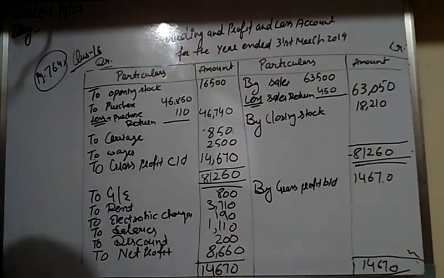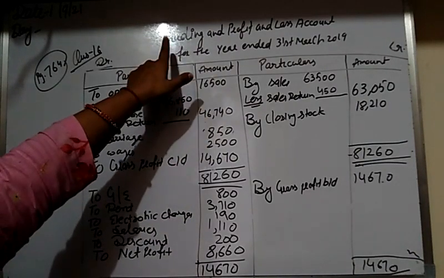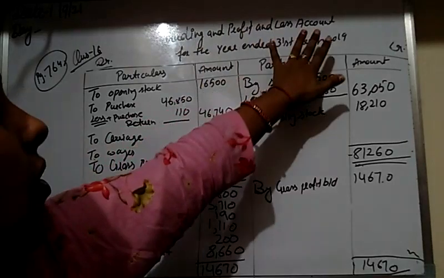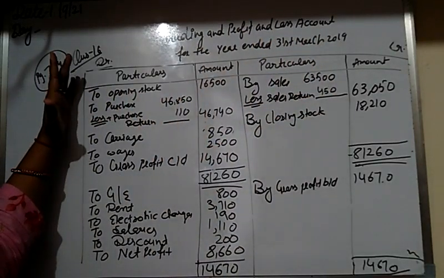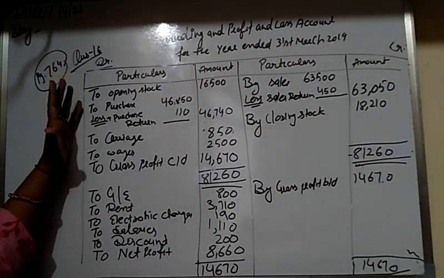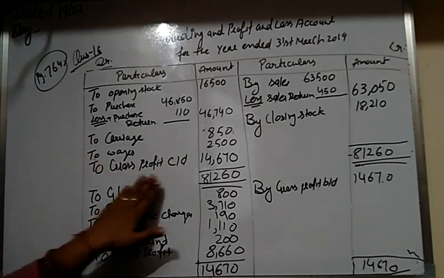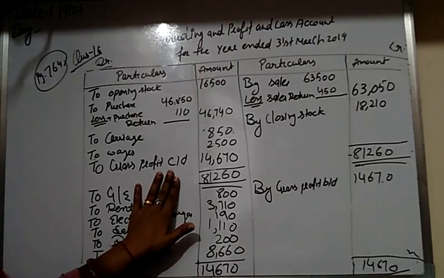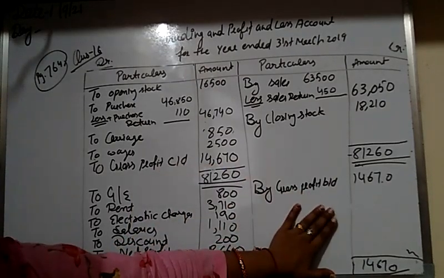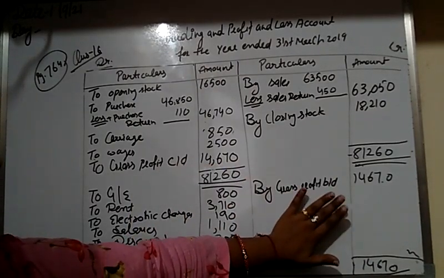8,660 is net profit. Okay students, so this is how we are preparing the trading and profit and loss account. First we start from the trading account: opening stock, purchases, all direct expenses. From the trading account we get gross profit. We carry the gross profit down to the credit side of the profit and loss account.